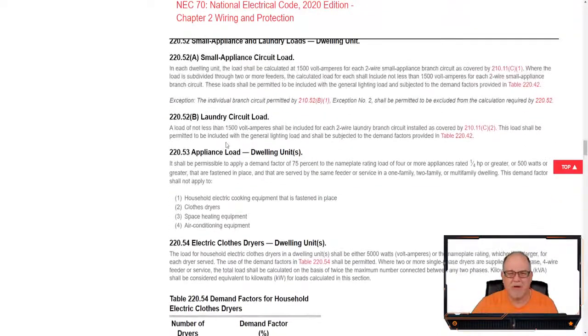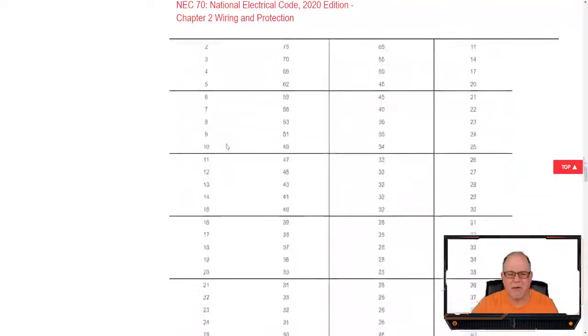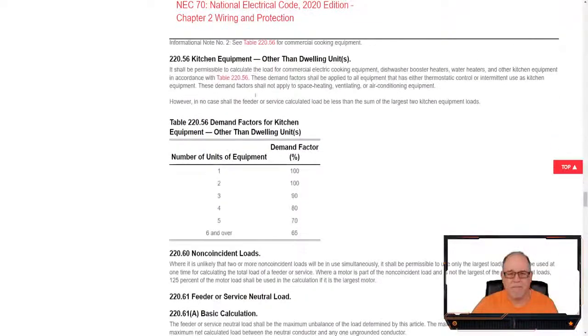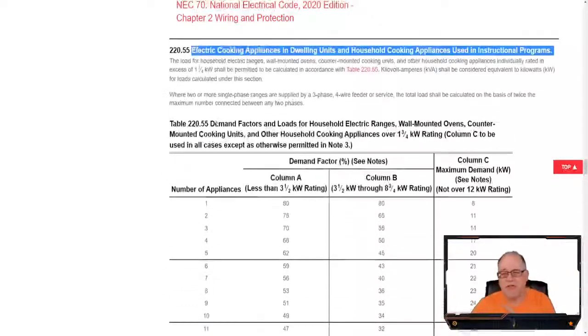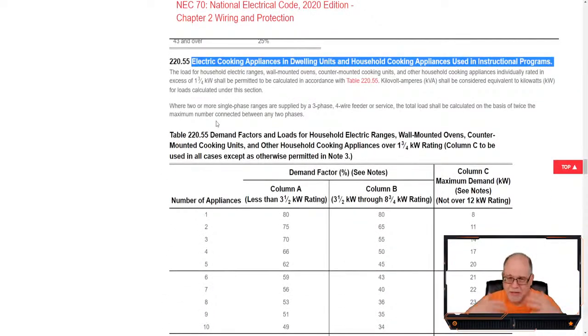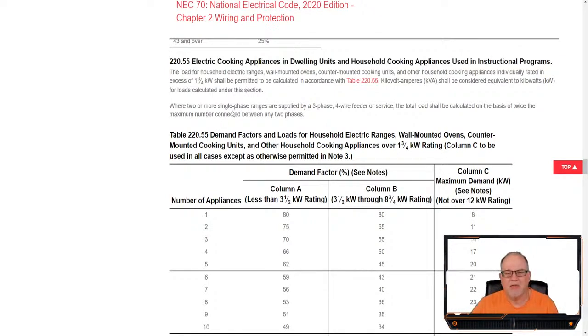So that one you're going to be looking at right here: kitchen equipment other than dwellings, 220.56. So we're talking about very much an apartment complex. We're talking about dwelling applications. We are very much going to be in 220.55 here. Okay. So again, the question was only dealing with the range value. So let's work this out. All right, so we've got to read it to find out what it means.